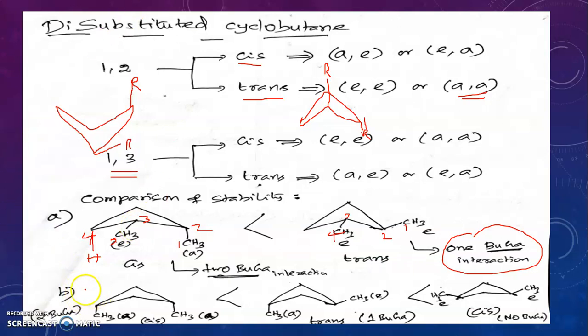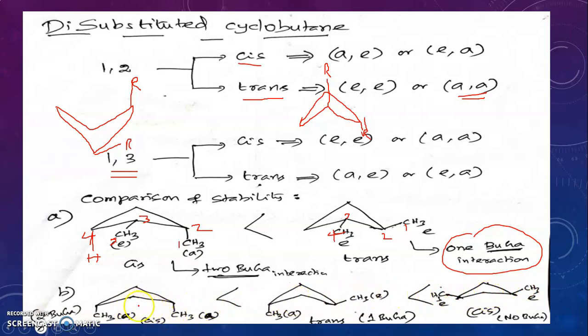Then here I will take another example. It is actually 1,3 dimethyl cyclobutane. In 1,3 dimethyl cyclobutane, the cis isomer, where the two methyl groups are present in axial position, then the trans isomer in which one methyl group is axial and the other methyl group is equatorial, and another cis where both methyl groups are equatorial. So we have three possible extreme conformations.